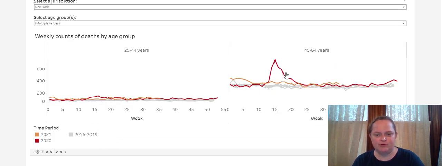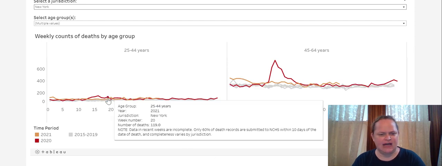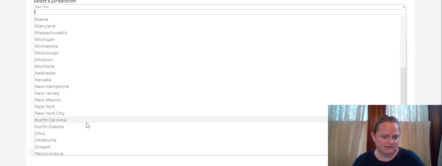New York, boom. New York State without New York City, we've got the spring 2020 wave and a little bit of extra in the winter. For 25 to 44, I just see a little bit extra in the spring, and maybe there's some excess mortality, but it's kind of hard to see.